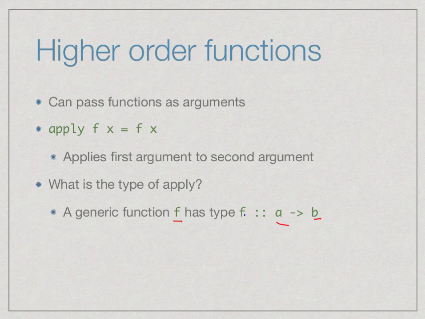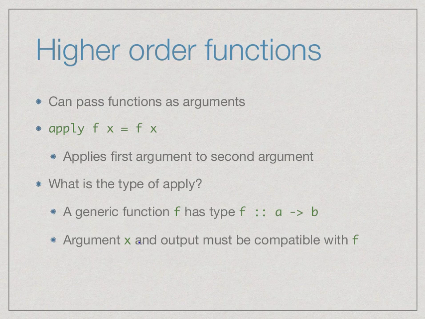We don't constrain it in any way. Now, given that f takes an input of type a and produces an output of type b, this constrains the type of x, right? Because x is now going to be passed to f. So f takes a's, so x must be an a, and the result must be a b, right? So the argument x and the output must be compatible with this choice. So this must be of type a, and this must be of type b. So this gives us the following type.